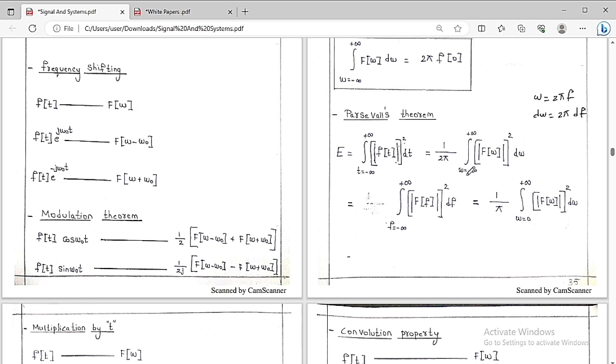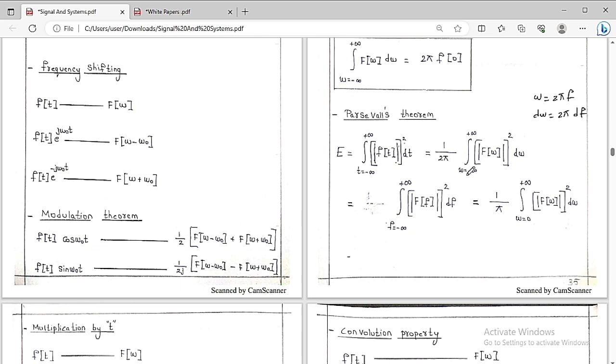So for a given f of t signal, we are going to get the Fourier transform f of omega. The energy of the signal in f of t and the energy of the signal for the corresponding f of omega is the same. So the expression is E is equal to integration from t is equal to minus infinity to plus infinity of mod of f of t whole square dt, which is equal to 1 by 2 pi integration from omega is equal to minus infinity to plus infinity of mod of f of omega whole square d omega.